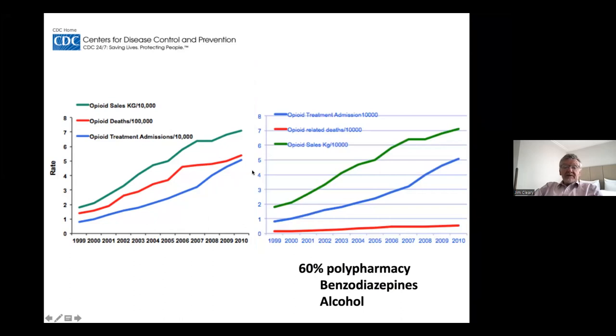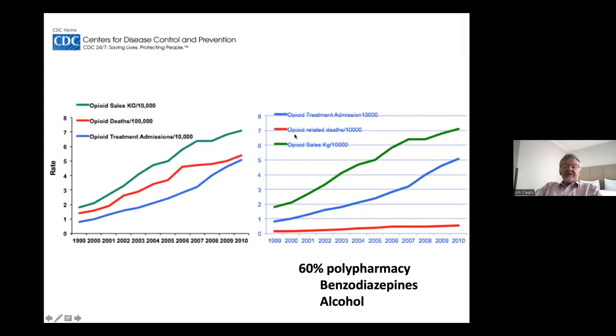If we look at this, what I've done now is convert the opioid deaths to per 10,000, which is what the others are. Deaths, kilograms per 10, treatment admissions per 10,000, but they had opioid deaths per 100,000. And if you actually convert the opioid deaths to per 10,000, this is what the graph looks like. And it's nowhere near as significant a visual image. The statistics are the same, but the visual image is very different from this one.